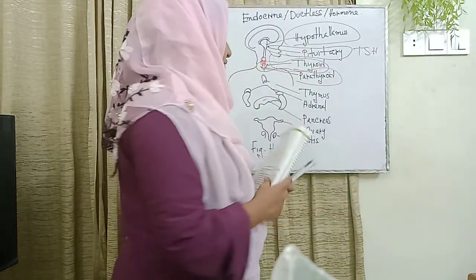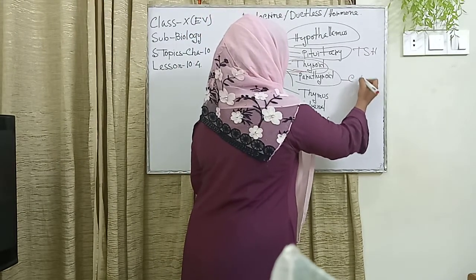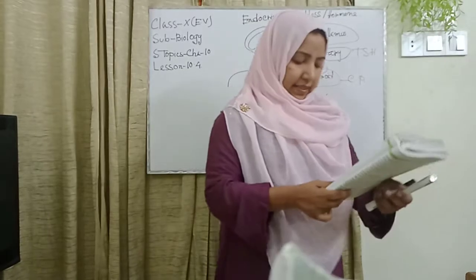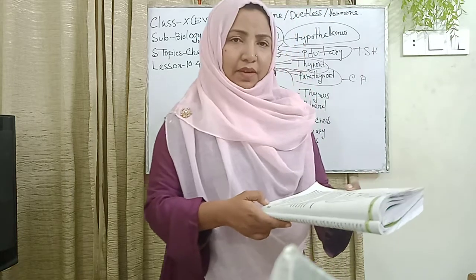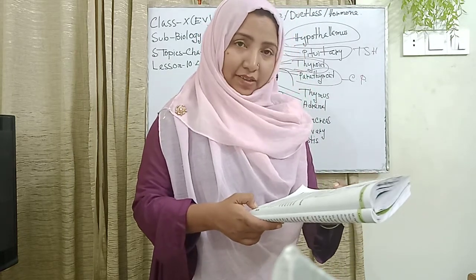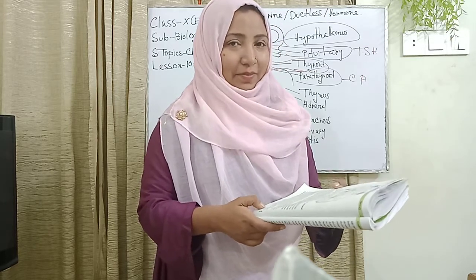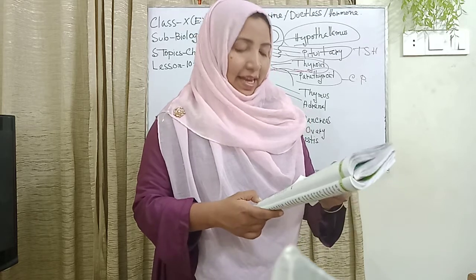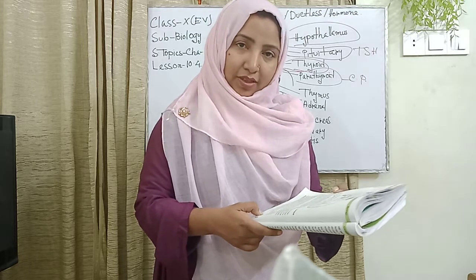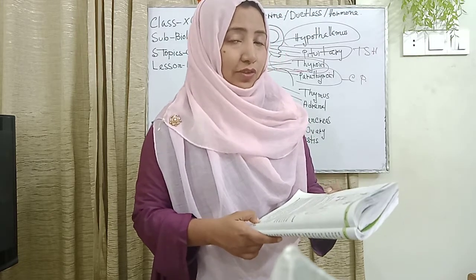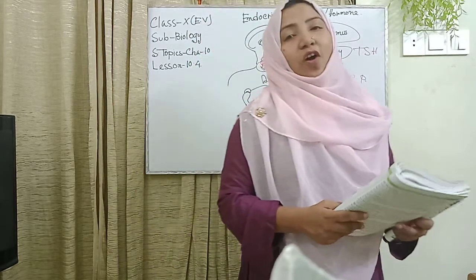This structure also secretes calcium and phosphorus, and it regulates calcium and phosphorus metabolism by secreting parathyroid hormone. The thyroid gland secretes the thyroxine hormone, and the parathyroid gland secretes the parathyroid hormone.